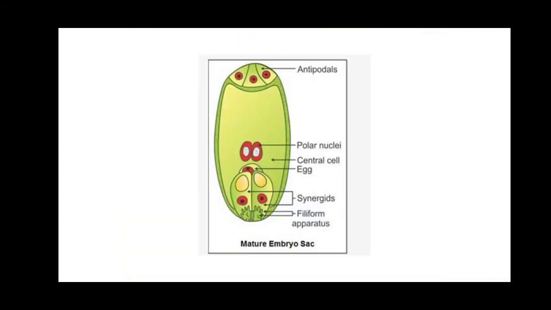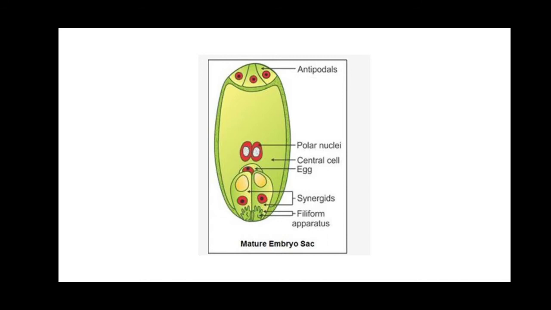This is a diagrammatic representation of the mature embryo sac, where we will find that the egg cell is located in the corner. Now let me tell you one thing: the egg cell is always directed towards the micropyle. It always remains towards the micropylar end. That means the opposite end is the chalaza. At this micropylar end, the egg cell has two larger cells connected with it, which are called the synergids.